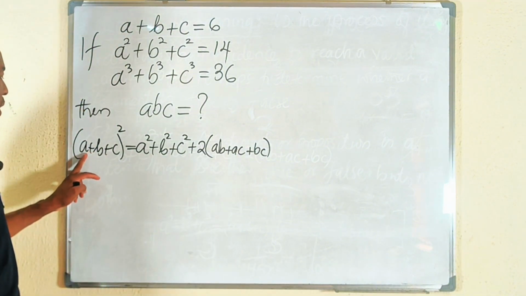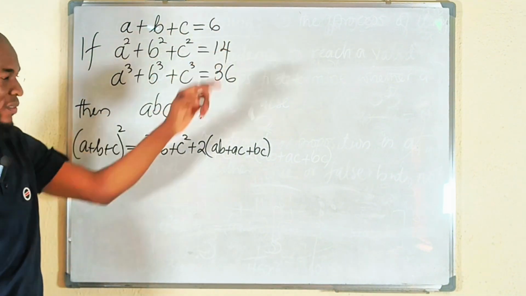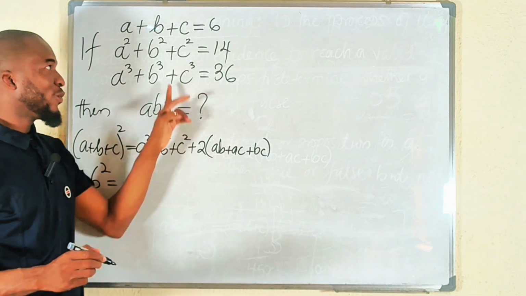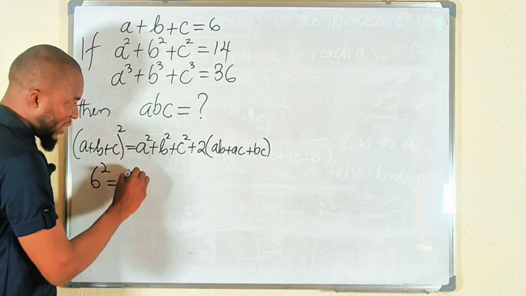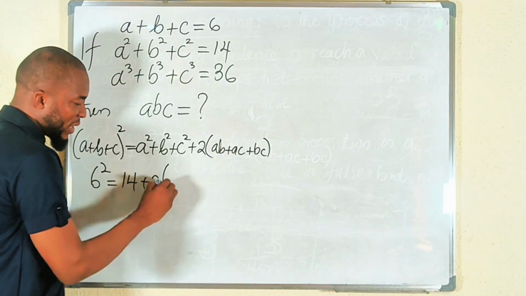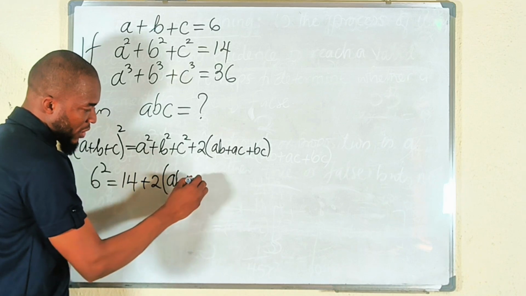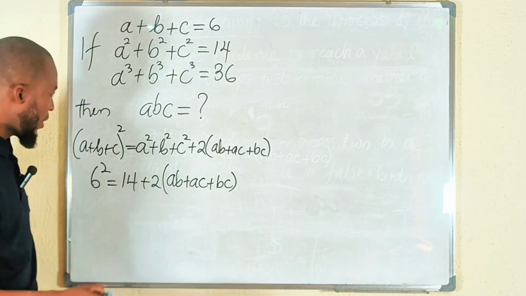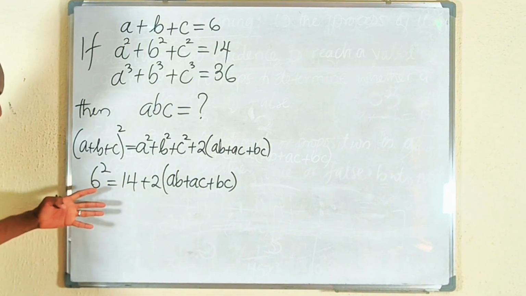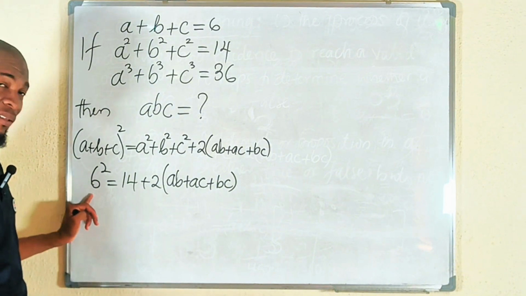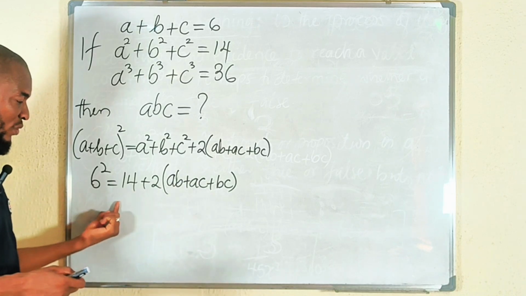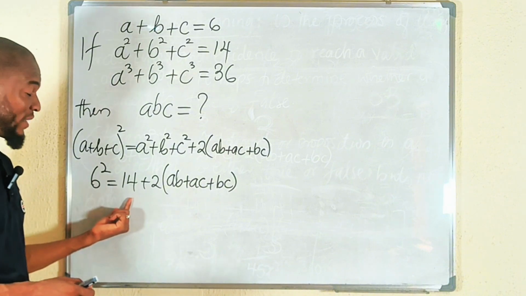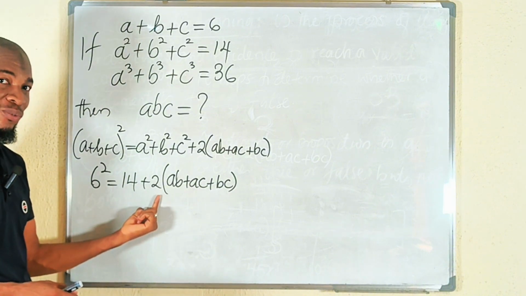But we already know what a plus b plus c is, which is 6. So 6 squared equals a squared plus b squared plus c squared, which is 14, plus 2 times the whole of that: ab, ac, bc. So I would like to solve for this one. Should I do that mentally to minimize space? 6 squared is 36. If you bring this one to the left, it is going to become negative. So you have 36 minus 14, which is 22. Then you later divide by 2.